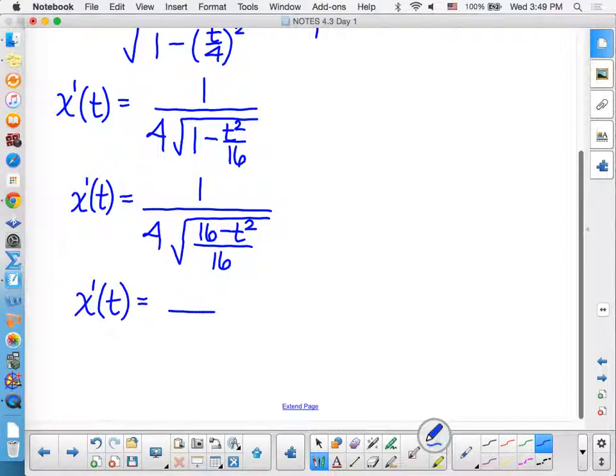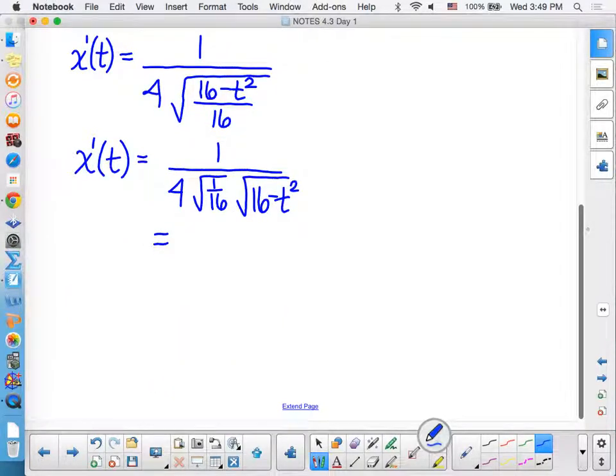So I can take the 1, I already have a 4 in the denominator. If I pull out the square root of 1/16th, I'll be left behind the square root of 16 minus t squared. The square root of 1/16th is 1/4. So these two cancel out. My final derivative, much simpler than what we have, is that. So that's our velocity function, or derivative function.